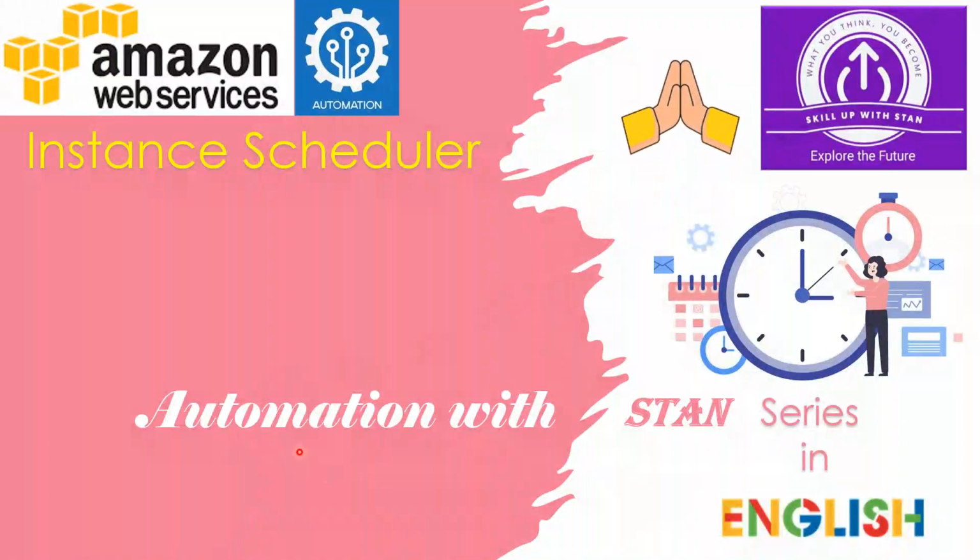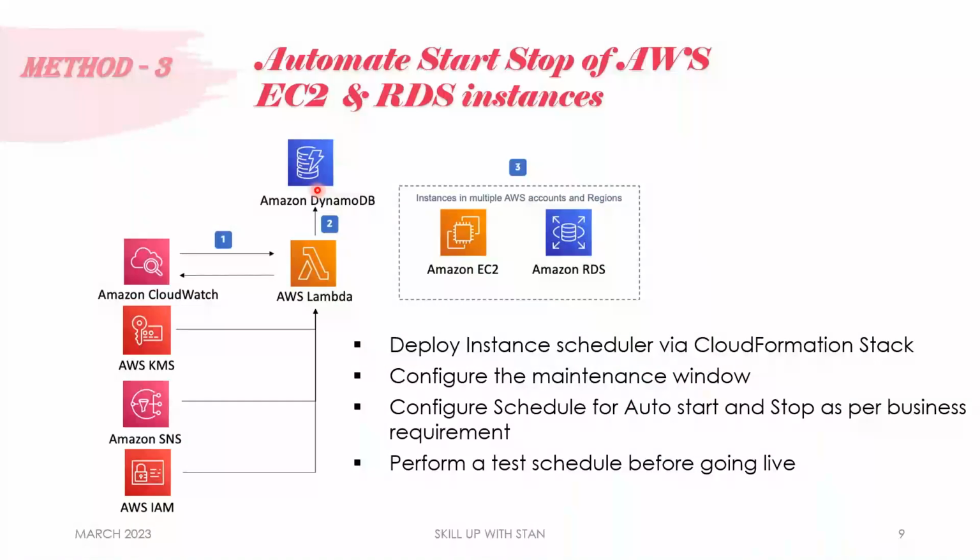When it comes to automation in AWS, Instance Scheduler is a very popular tool to automatically stop your RDS and EC2 instances. So it is not limited to EC2 instances. It can also be used to restart your relational database instances on a particular schedule. So why do we need to do that?